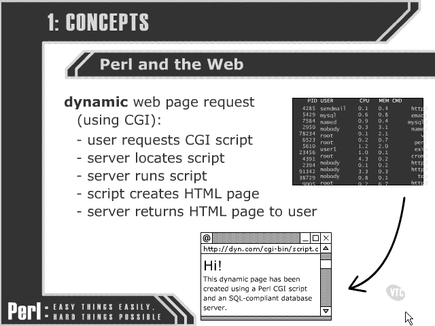Didn't have to be a database, but that's a pretty simple and typical example for what a dynamic web page request could consist of. So that's the essential difference between static and dynamic web content, and that's the part where Perl comes into play to deliver such content.